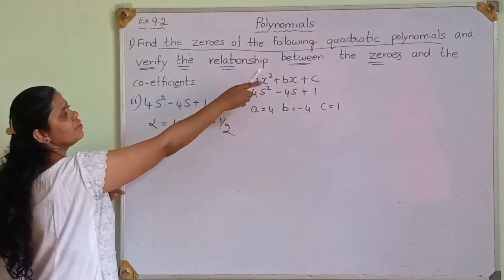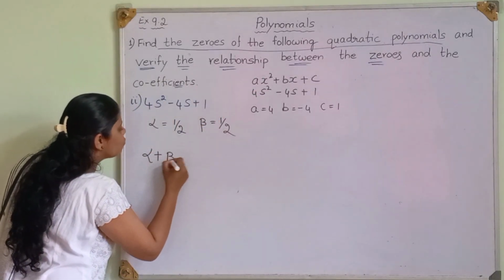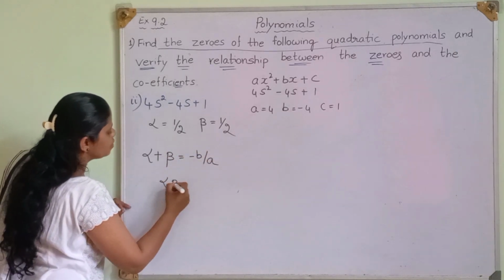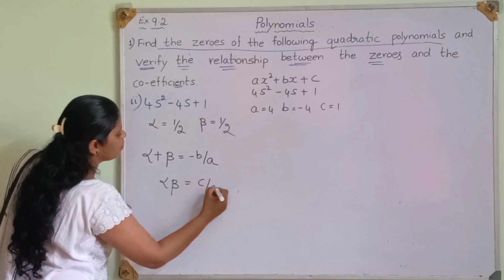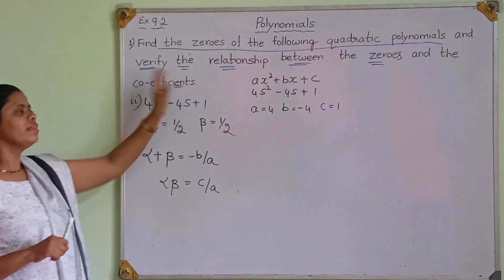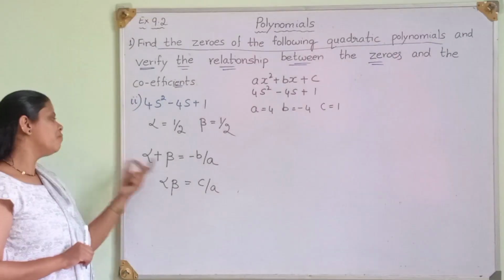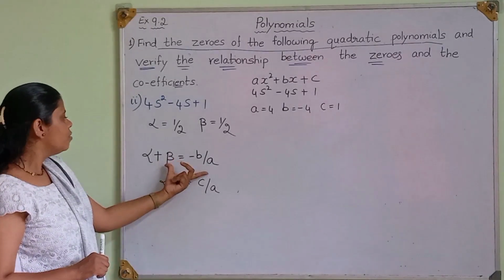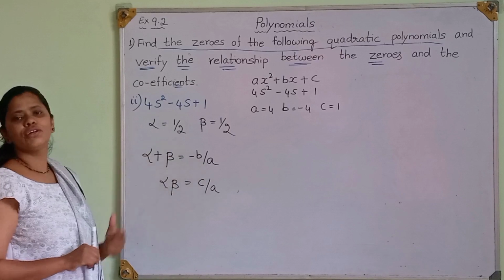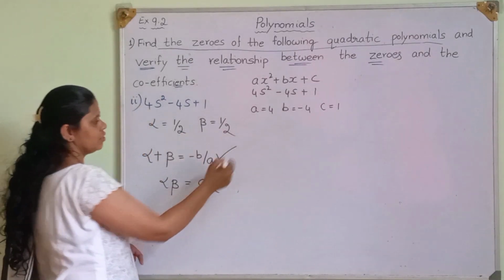And the relationship between the zeros and the coefficients is alpha plus beta is equal to minus b by a and alpha beta is equal to c by a. This is the relationship between the zeros and the coefficients. But what we have to do? We have to verify this. Therefore, first let us verify this equation, that is alpha plus beta is equal to minus b by a. We are verifying this equation. Okay?